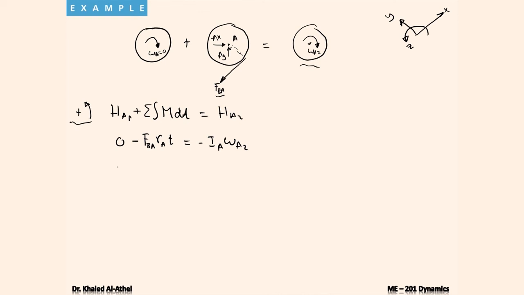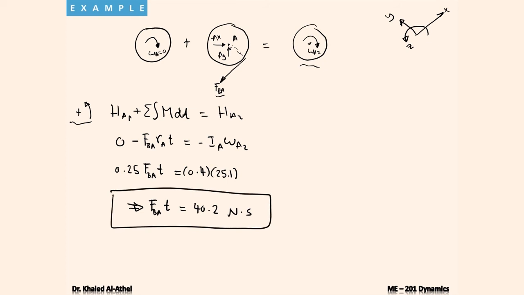Okay. So if I apply this, the minus will cancel from both sides. And I will have RA, which is 0.25, FBA times the time T should equal to 0.4 multiplied by 25.1. And this will give me that FBA times T together, this multiplication will give me 40.2 Newton second. So this is the first thing that I get out of this equation.